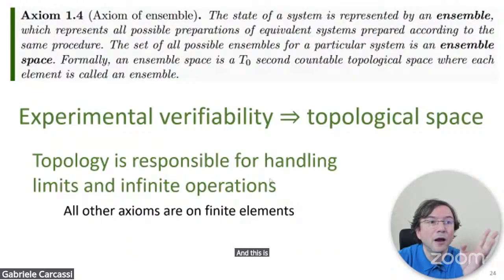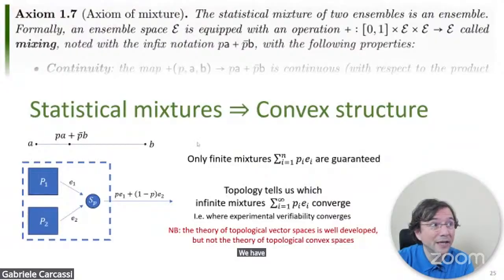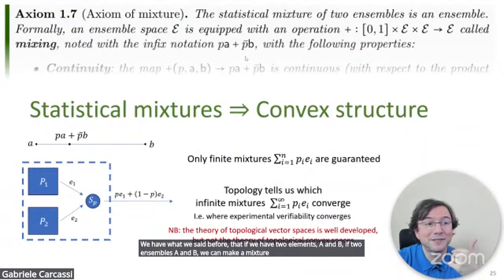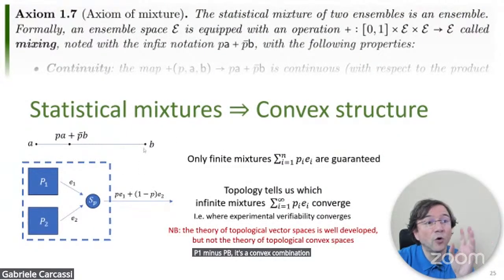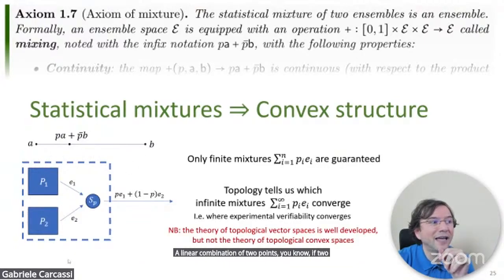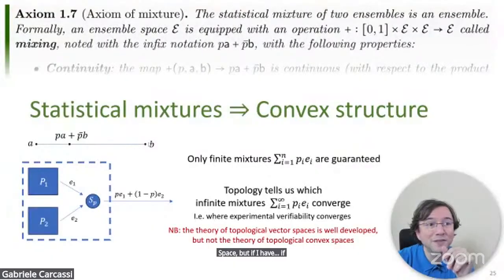And this is similar to what happens, for example, in topological vector spaces. The vector space has a finite structure, but the topology tells you how you get limits. We have what we said before, that if we have two ensembles A and B, we can make a mixture, with P bar being 1 minus P. So we have PA plus (1 minus P)B, a convex combination, and geometrically you can always represent the convex combination between two points as a point that lives on the segment in between them. A linear combination of two points, if I have two vectors, if I had an origin here, that would be the vector A and that would be the vector B, would span the whole space. But if you have two points in a convex space or in a vector space, the convex mixture, the statistical mixture, is going to give you a point in between.